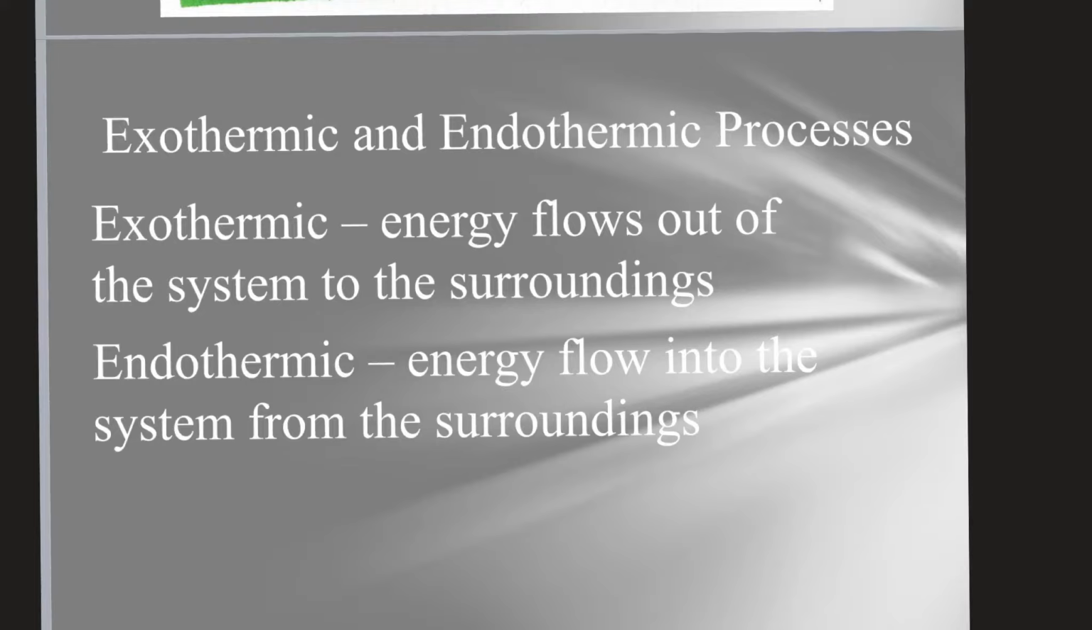So anything that's exothermic, energy is leaving the system to the surroundings. Energy is flowing out of the system and is entering the surroundings. So exothermic: heat exiting the system. While endothermic, endo, means energy flows into the system from the surroundings. So it's either energy is being expelled or energy is being absorbed.